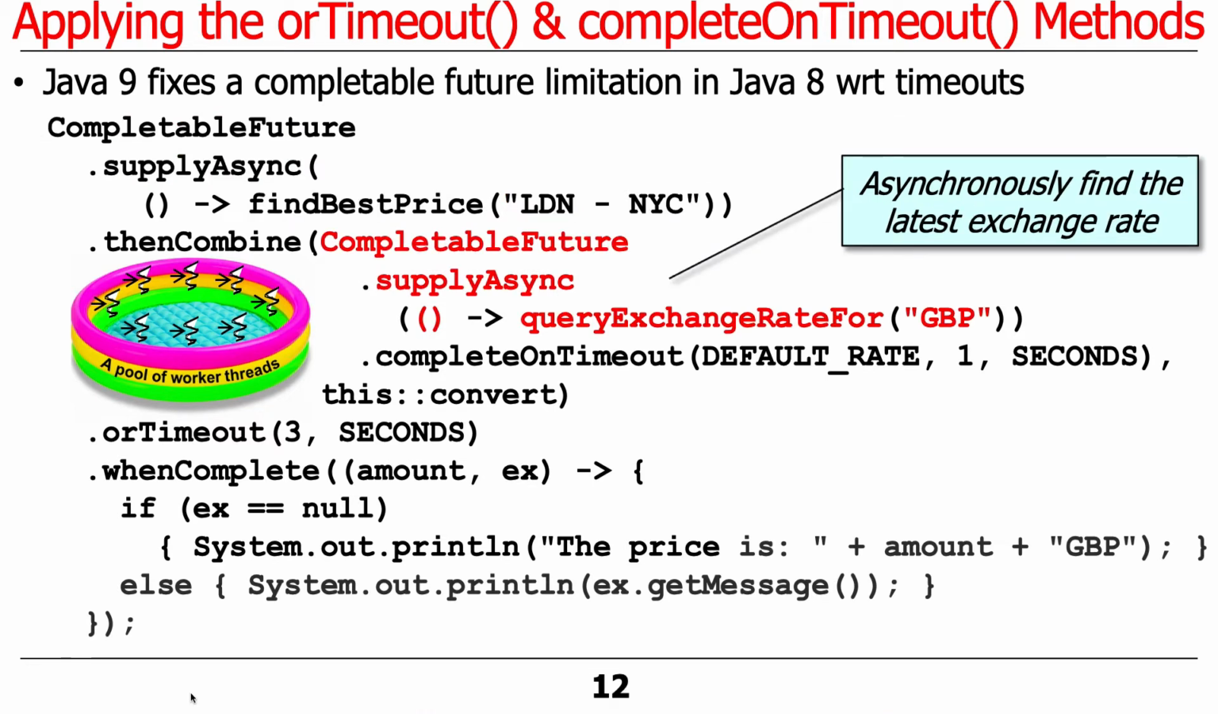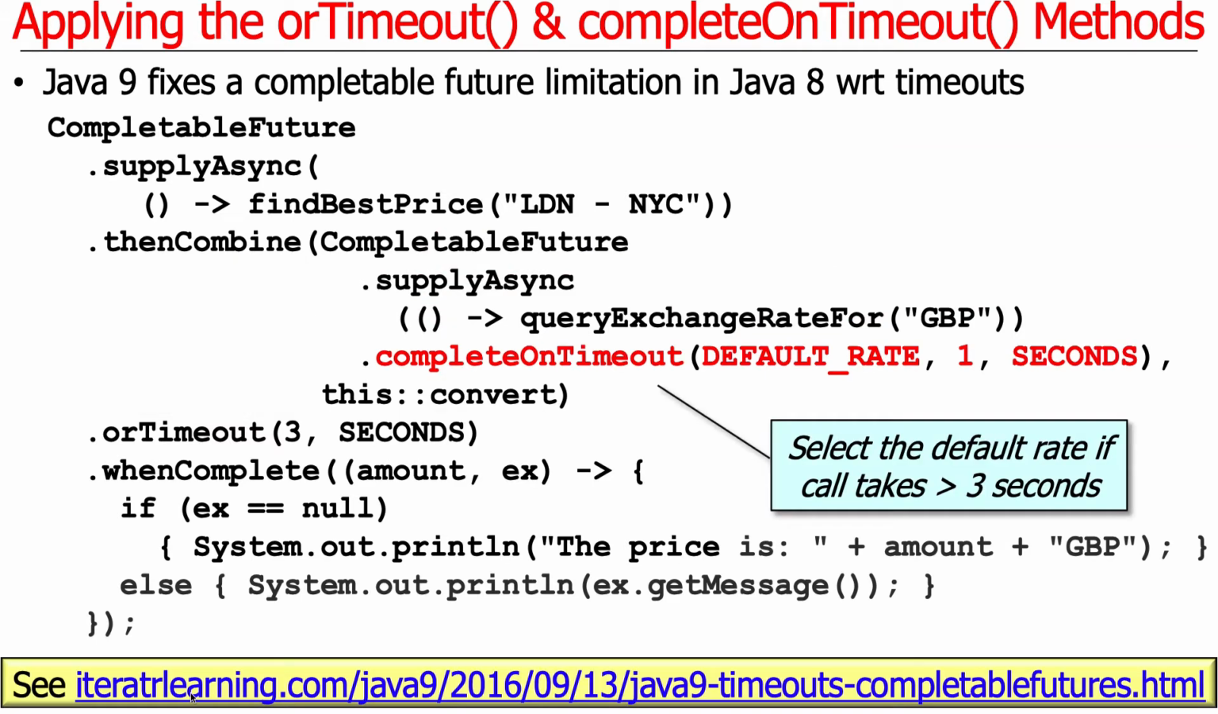We will then also check to see what the current exchange rate is for dollars to pounds. We're going to query that, and that also might be a web service, so it may take a little bit of time to run. So we're also going to asynchronously query for that as well.